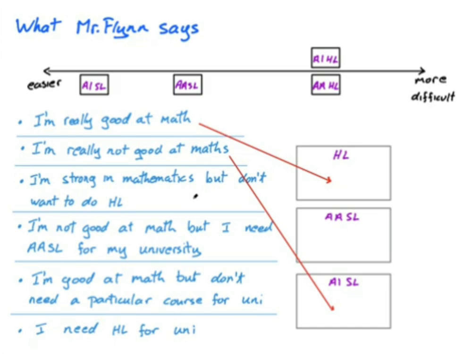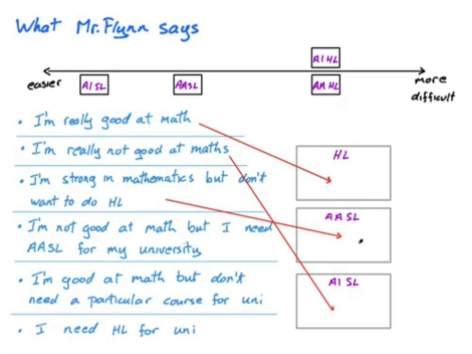I'm strong in mathematics, but don't want to do HL. Right. If you're good at mathematics, and fair enough, you don't want to do HL. Not everyone does. Do AA SL. It's challenging. You'll enjoy it. It keeps a lot of your options open in terms of university courses. And you might, again, depending how strong we're talking here, find AI too easy and might be a little bit bored.